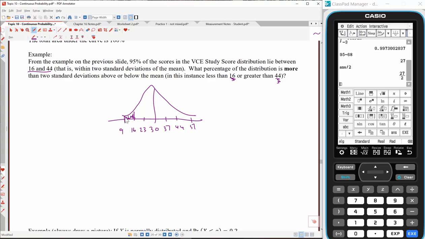Okay, in this instance, less than 16 or greater than 44. So less than 16 will be this part here, and what I do is I colour them in, and more than 44 will be that part there. So remember that 100% of the scores are under the curve, and what we're going to do is chop out the middle 68% and the 13.5 and the 13.5, or let's remove 95% of the scores. And what that will leave us with is this coloured part here, which is 5%. All right, so what percentage of the distribution is more than 2 standard deviations above or below the mean? It's going to be 5%. 2.5 above, 2.5 below.